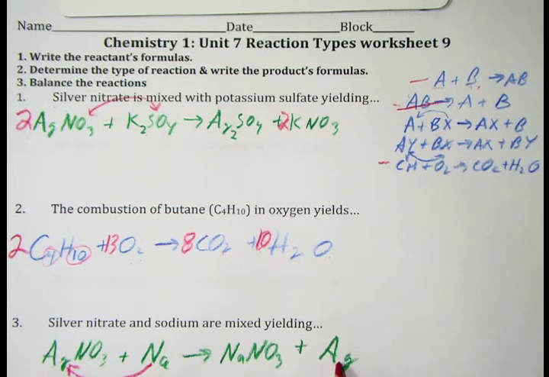One silver, both sides, one nitrate, both sides, one sodium, both sides. It's all balanced. If you like, put ones out front if you need to. And that's it.